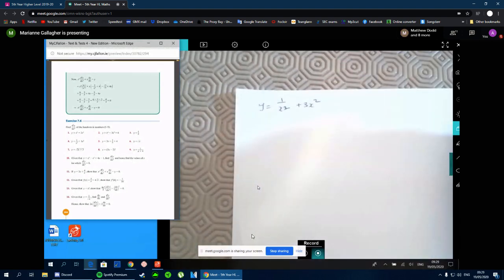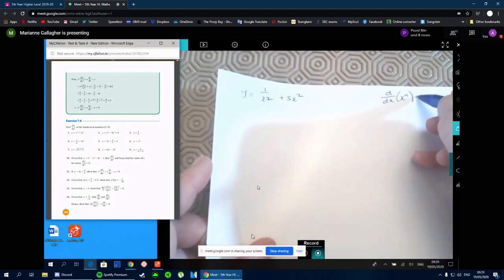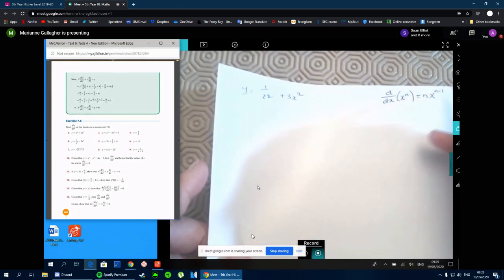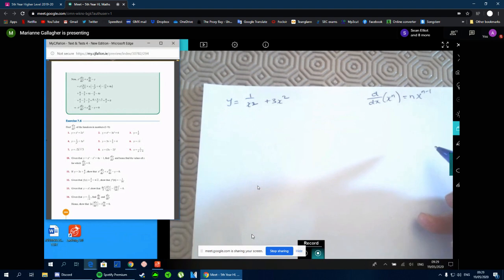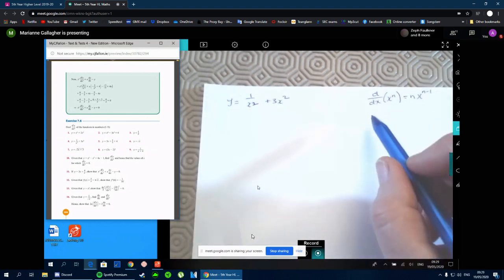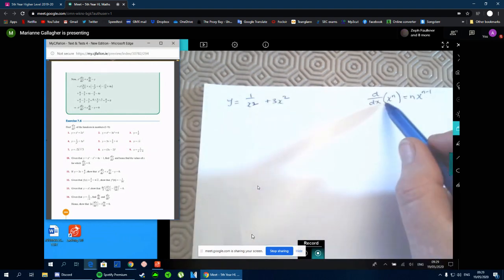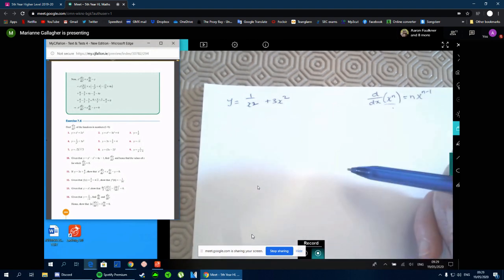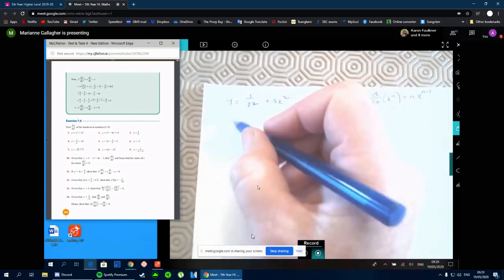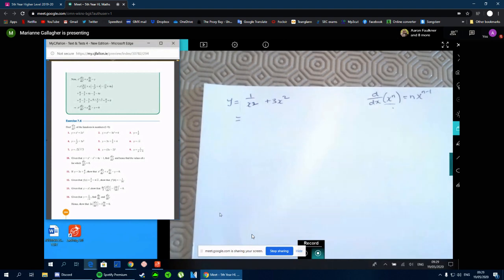The only formula we have learned so far for differentiating is d dx of x to the power of n. So if you're differentiating x to the power of n, you bring down the power and you reduce the power by 1. That's all you have to do. Okay? Same rule over and over again. But to do that, it has to be in the form x to the power of n, which this is not. So how do I change it?